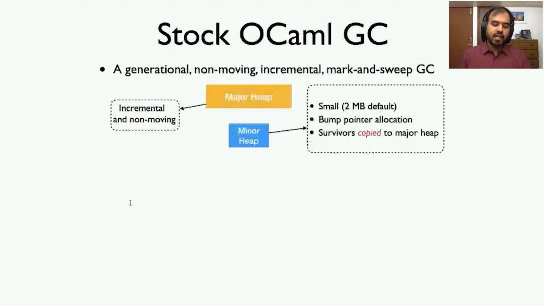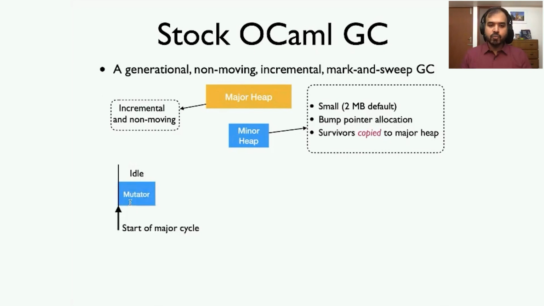Right, before we look at the multicore garbage collector, it's useful to look at how the stock OCaml garbage collector works. So the OCaml garbage collector is a generational, non-moving, incremental mark and sweep garbage collector that has a small minor heap. By default, it is 2 megabytes in size, and objects in the minor heap are allocated by bumping a pointer. And once the minor heap is full, what we do is we evacuate the survivors from the minor heap to the major heap. And the major heap is collected with the incremental non-moving mark and sweep garbage collector.